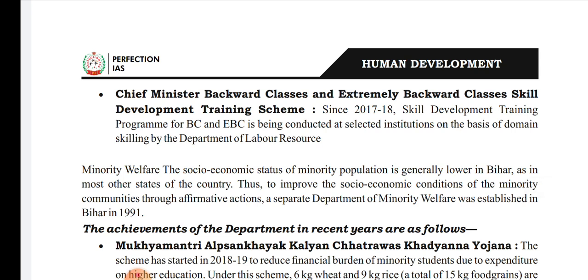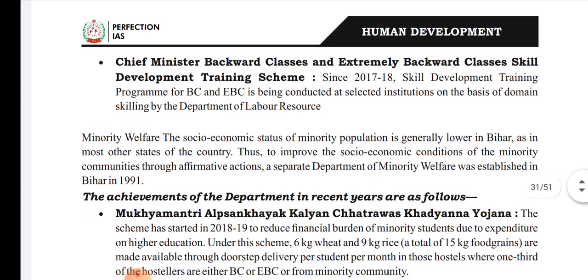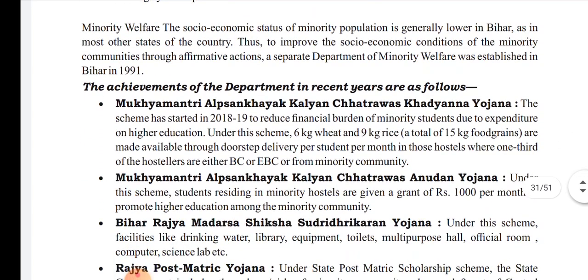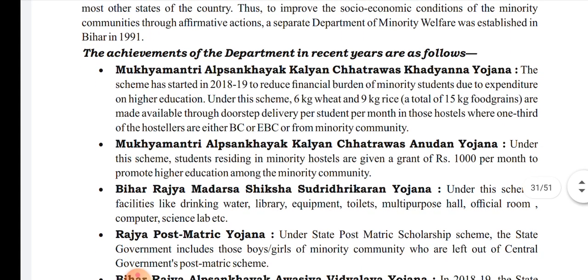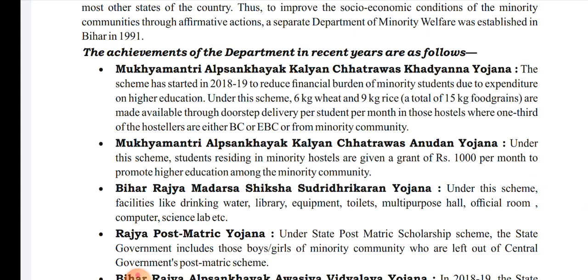Then we have the Chief Minister Backward Class, Extremely Backward Class Skill Development Training Scheme, which has been running since 2017-18, and the skill development training program for backward class and extremely backward class is conducted at selected institutions on the basis of domain skill by the Department of Labour Resources. Then we have the achievements of the department in recent years as follows. So again, different achievements are also mentioned in this particular text of the economic survey. And here we have Mukhyamantri Alpasankyak Kalyan Chhatravas Kanyadan Yojana. You can just go through this particular text.